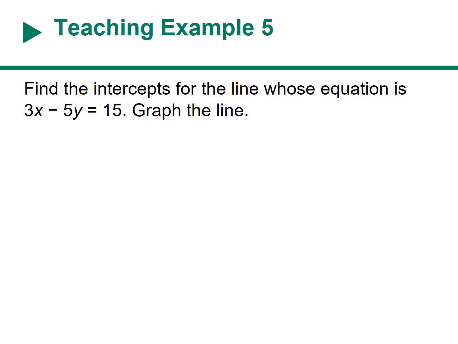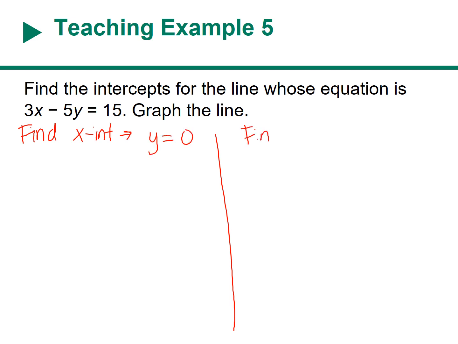For real. Find the intercepts for the line whose equation is 3x minus 5y equals 15. We're going to talk about finding intercepts. To find your intercept is fairly easy. To find the x-intercept, you're going to let y equal 0. To find the y-intercept, you're going to let x equal 0. Does that sound doable? Yes.